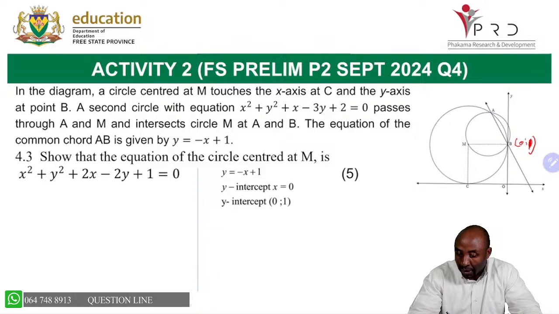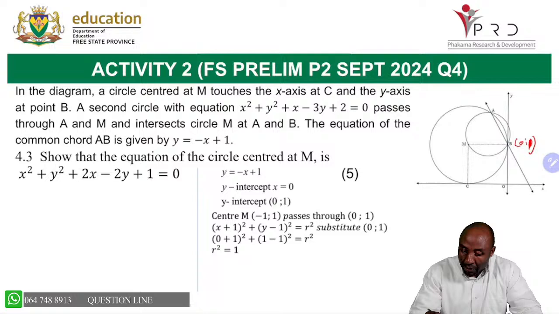So if it's (0, 1), it means the y value at point M is going to be 1, because this is the equation of MB: y is equal to 1. We have to find the x value at point M. Remember, this is a point on the circumference of the smaller circle. So you will find out that when you substitute into that circle equation, it will give you the coordinates of M as (-1, 1).